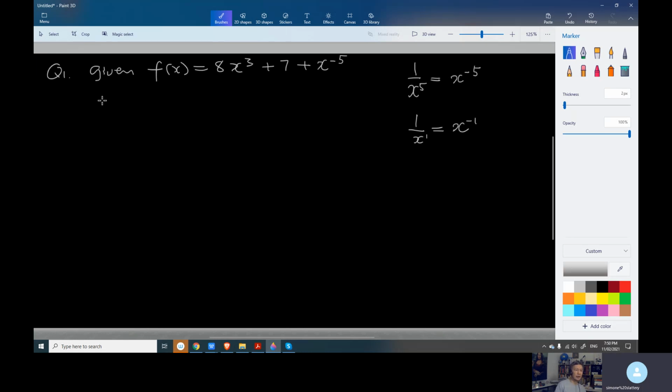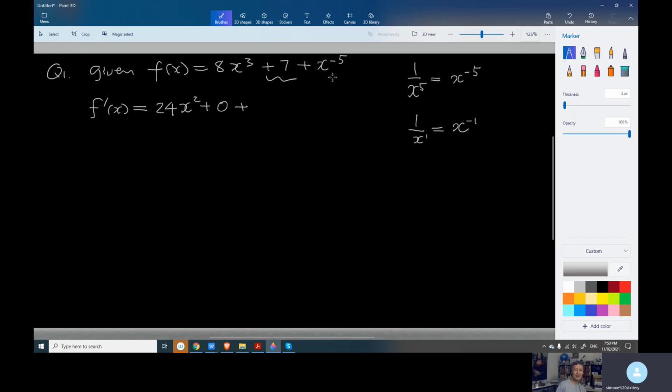Now let's try. Can you work out the first derivative, please? It would be 24x to the power of 2. Yes, that's right. Plus 7. Are you sure? Plus what, if the constant's right? Plus 0. Okay.